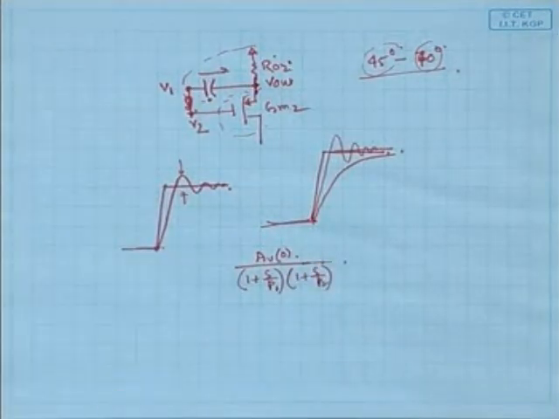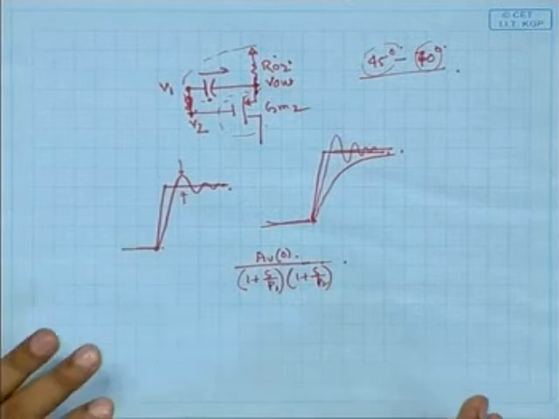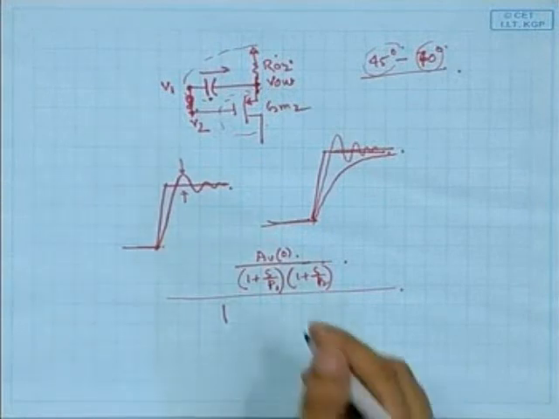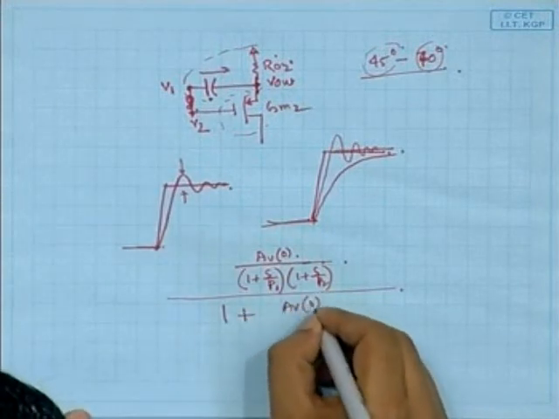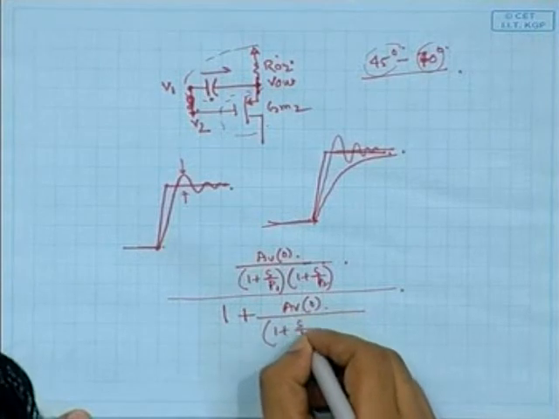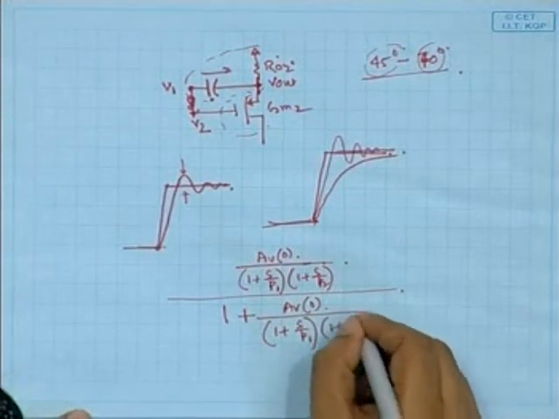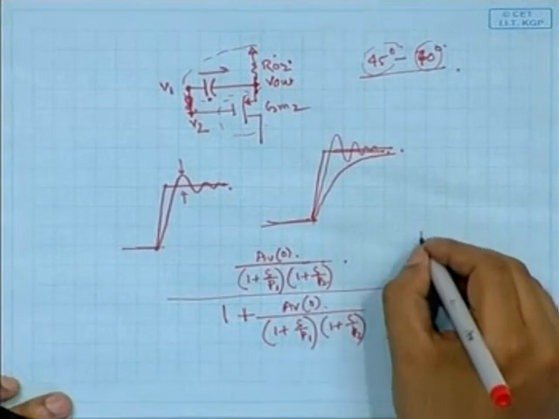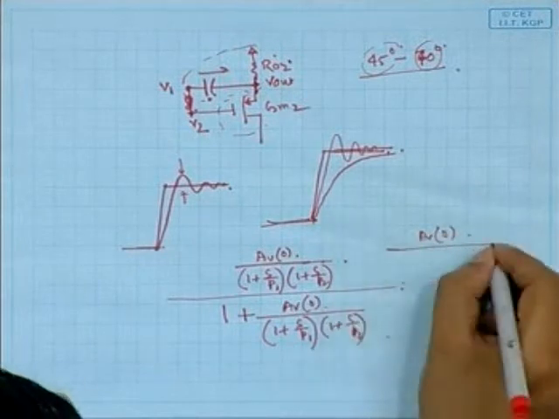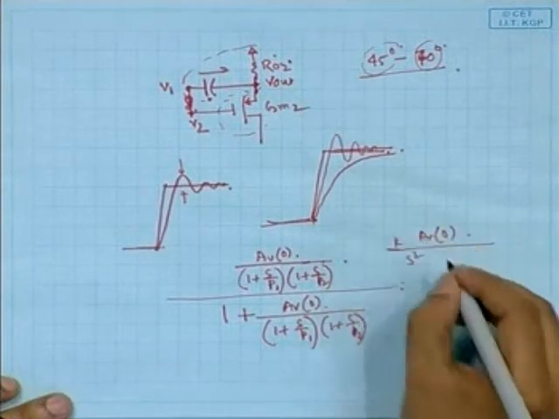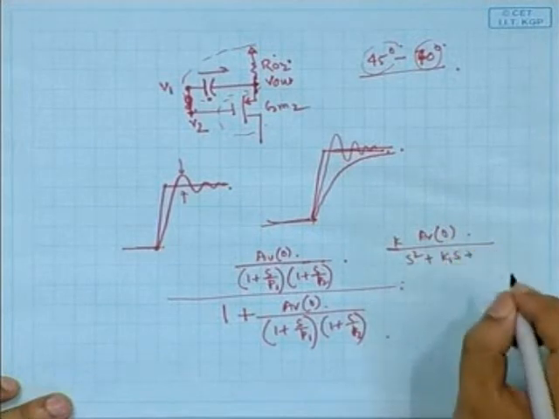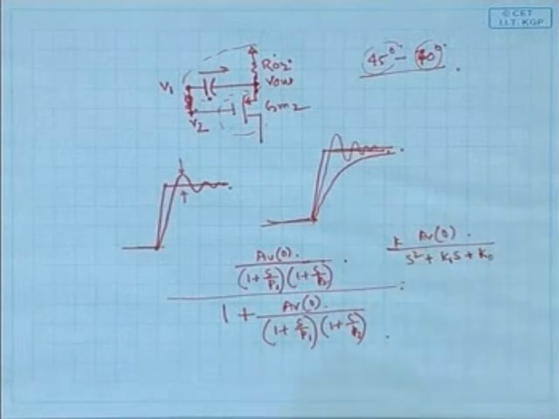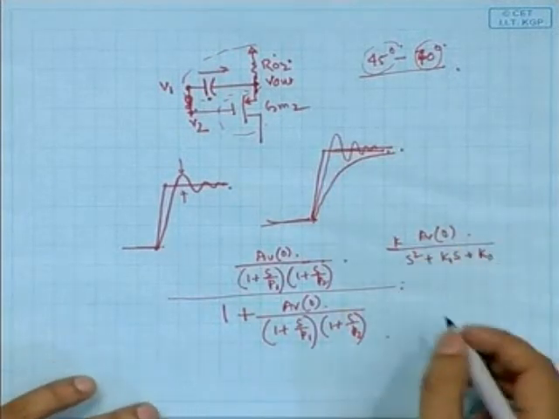This is the open loop. Just considering the zero, the effect of the zero is negligible. And in unity gain buffer configuration, we have learned Laplace, na? Finally it would be like some constant over s square plus k1 s plus, suppose, k0.